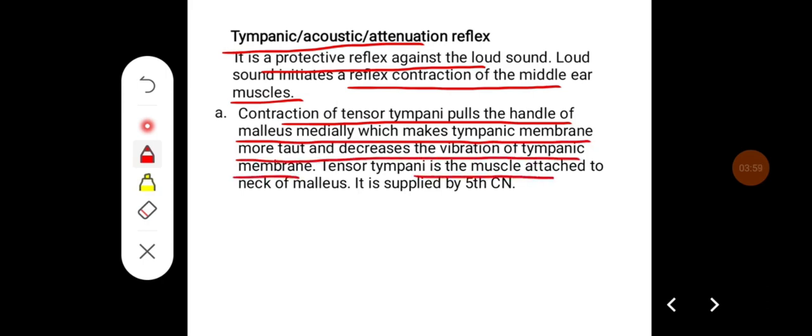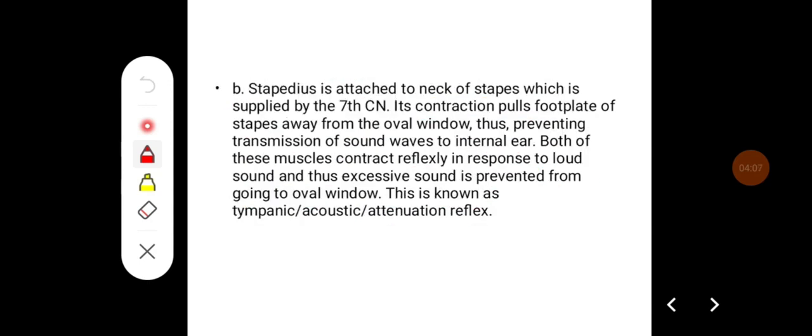The tensor tympani is the muscle attached to the neck of the malleus, and it is supplied by the fifth, that is trigeminal nerve, by mandibular division. And second is stapedius, which is attached to the neck of stapes, and is supplied by the seventh or facial nerve.